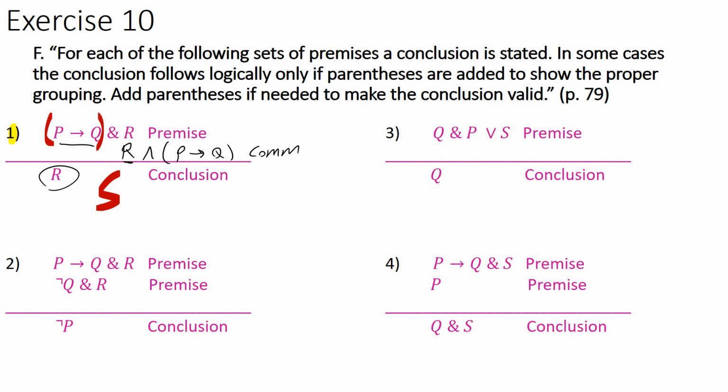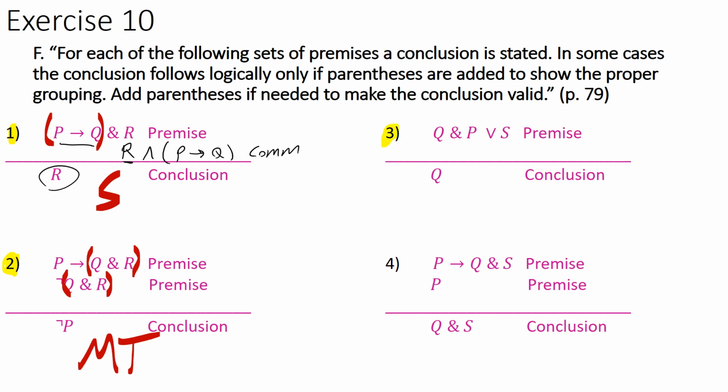What about number 2? We have the premise if P, then Q and R. By default, the if-then is the strongest sentential connective, so we can think about this as implicitly having parentheses right here. Then we have the premise not Q and R, conclusion not P. Clearly that's invalid. We want to deny the consequent, so we're going to have to put parentheses around this Q and R, and then through modus tollens we can get the not P.